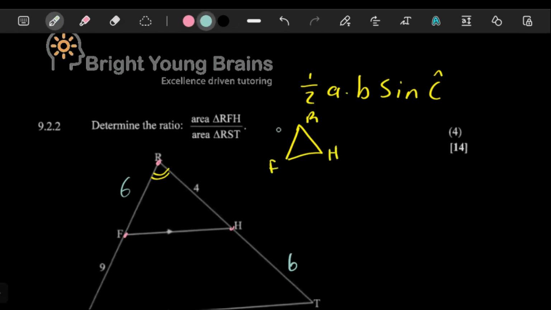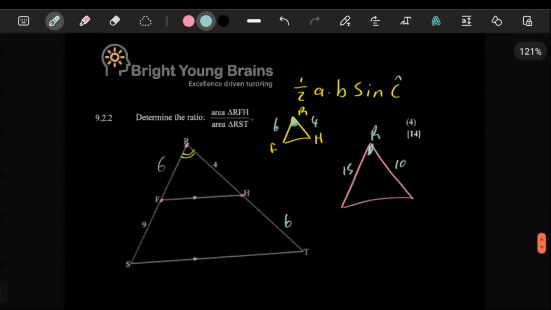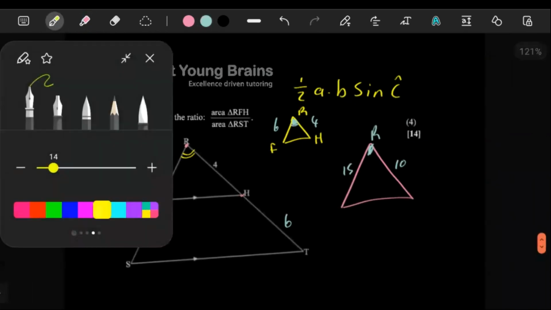And then there's a 6 and a 4 and the angle here. Even though it's not given, let's just use that. And then for the big one, we also have that same angle here. However, in terms of dimensions, we have 9 plus the 6, which is 15, and 4 plus the 6, which is 10. And we also have angle R. So we can just use our area rule for this.